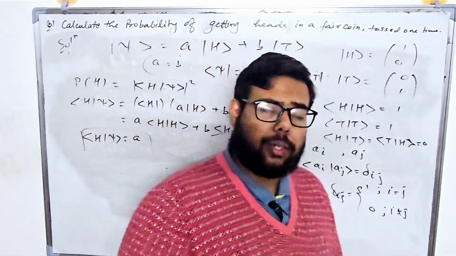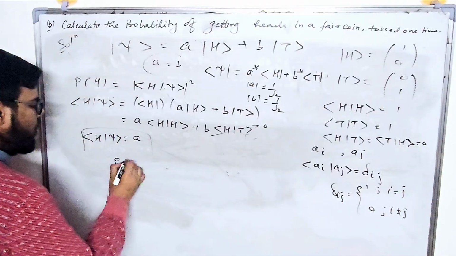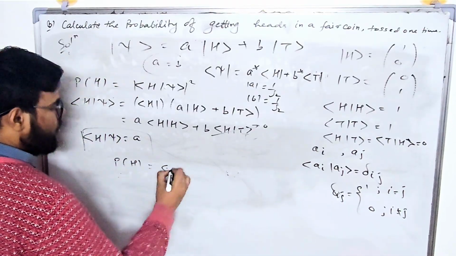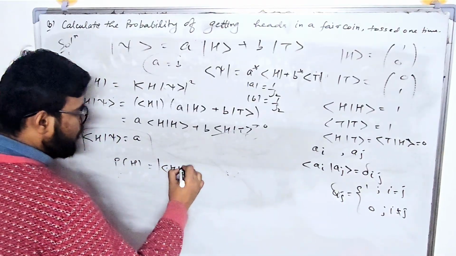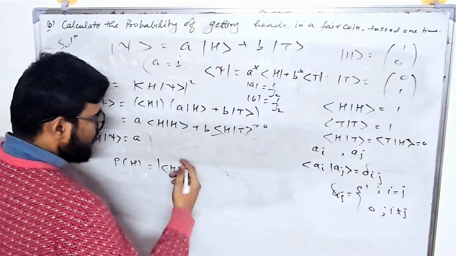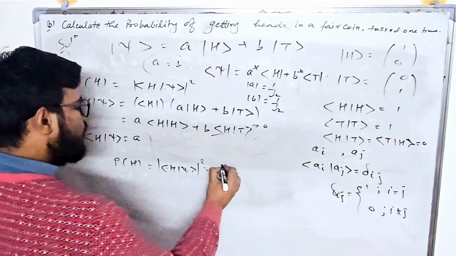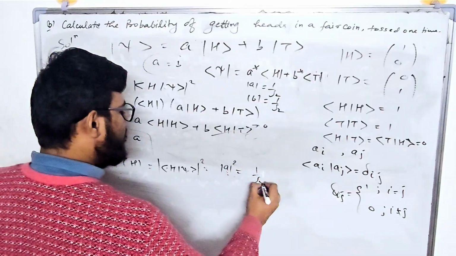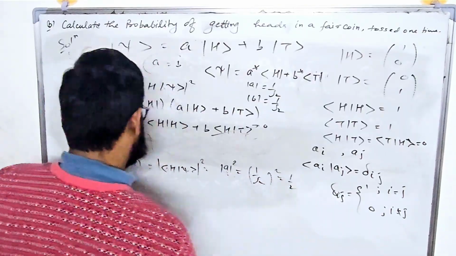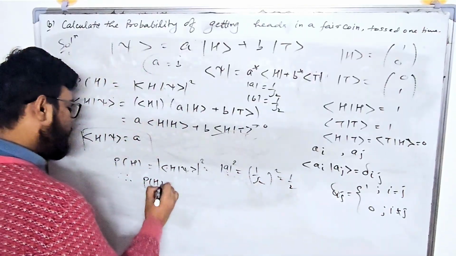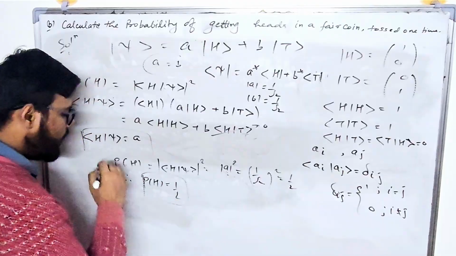Now since it's equal to a, we have to calculate P of heads, the modulus of the inner product of heads with psi, whole squared. So it is equal to basically modulus of a squared, which is equal to 1 by root 2 squared, which is equal to 1 by 2. Hence the probability of heads is equal to 1 by 2.